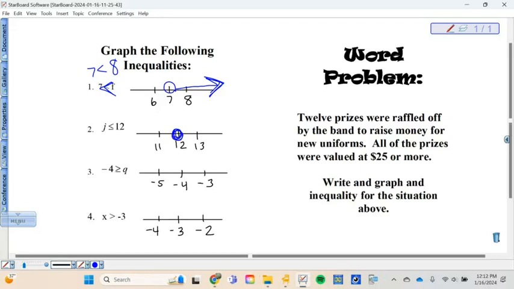than or equal to 12. So which number is less than 12? 11 is less than 12, right? So I'm going to go toward the 11. Good. Where do I put my circle for number 3?